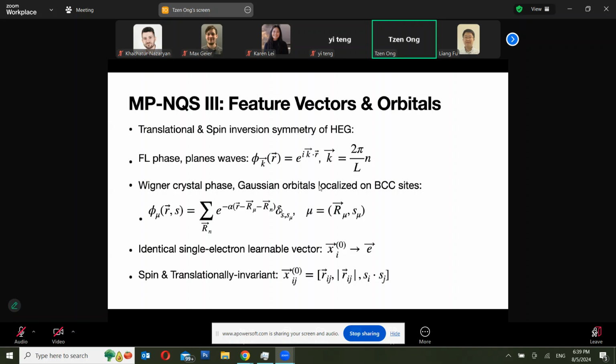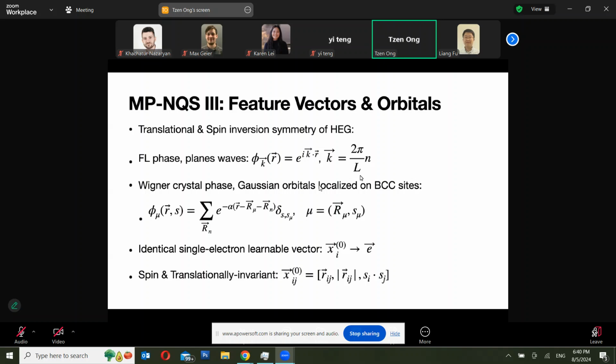Okay, here again, Liang had some questions about how you construct xi and xij. You just make sure that they are spin and translationally invariant. You transform them into sine and cosine, and because it's spin inversion symmetric, you cannot label up and down. You can only label si.sj. Very good.